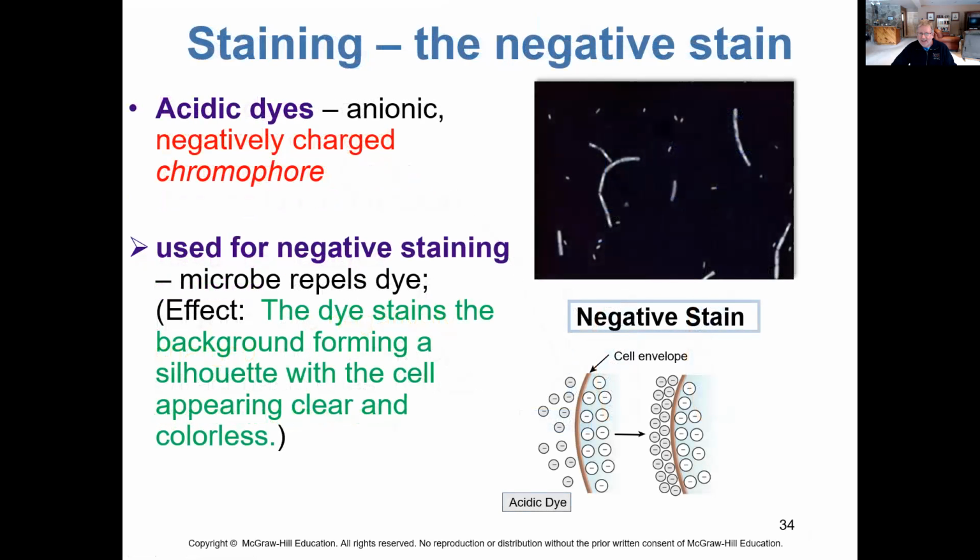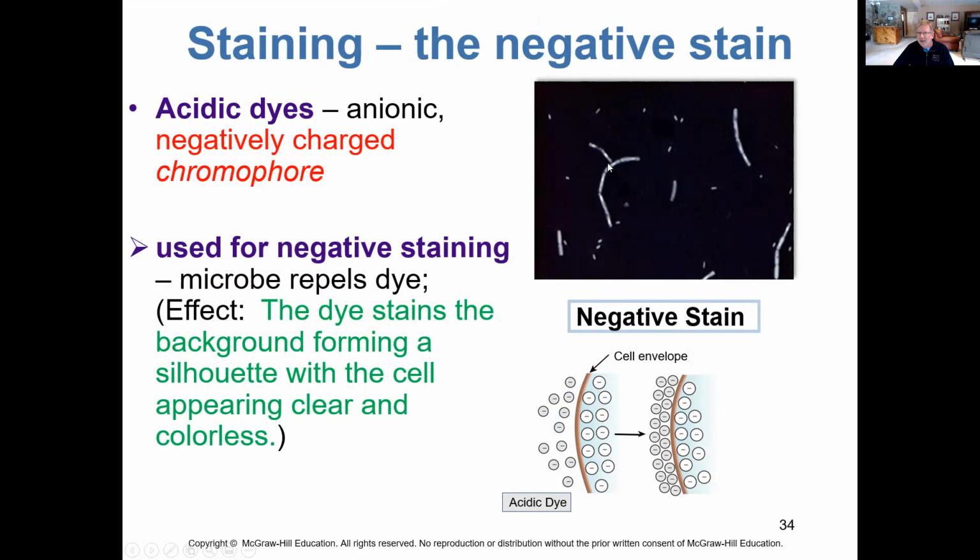Contrast that with an acidic dye, okay, whose chromophore is negatively charged, also referred to as anionic. So you already have the negatively charged outer cell envelope, cell wall here of the bacteria, and here you've got the negative charges associated with the chromophores of the acidic dyes. These are not going to complex together, are they? Unlike charges repel. So in this particular instance, the cells will not be colored, the background will be colored, as illustrated by this photograph, right?